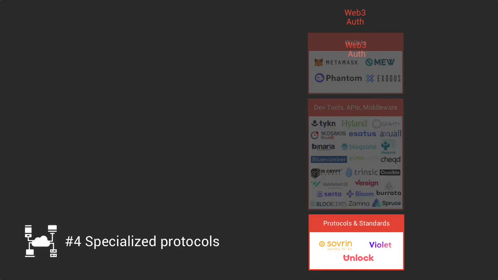In the protocol layer, you'll find the blockchain protocols that these developer tools use, whether they are specialized, such as Sovereign, which is an open source, decentralized, public identity network metasystem to create, manage, and control self-sovereign digital identity, or Unlock Protocol, which is a PAM for the blockchain era.